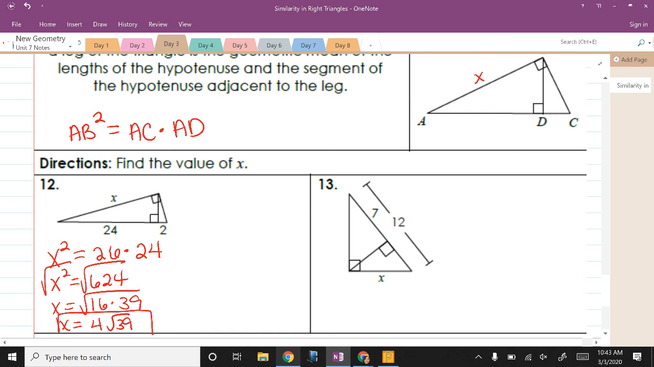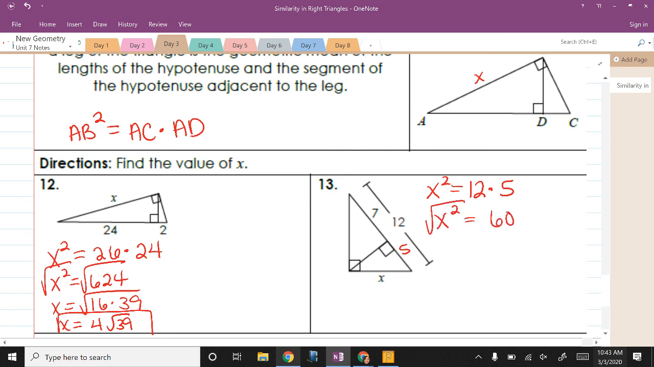So number 13, we're using the leg theorem again. So x is a leg, right? So x squared equals, what's the hypotenuse of the big triangle? 12. What is the length of the leg that's closest to the original leg? It's 5. Very good. Do y'all see why it's 5? You don't use that one, you use the one that's adjacent to it, the one that's closest to it. So what is 12 times 5?